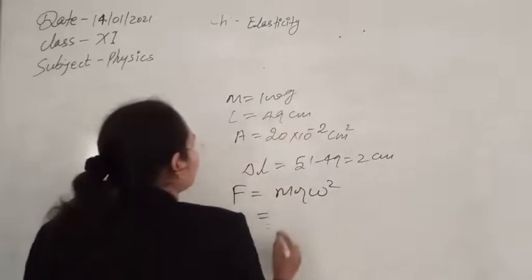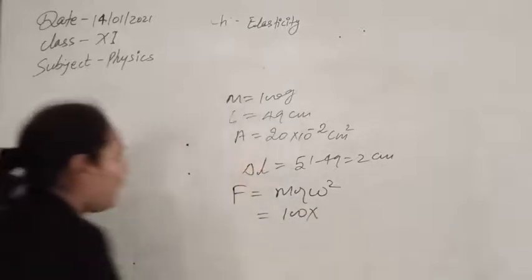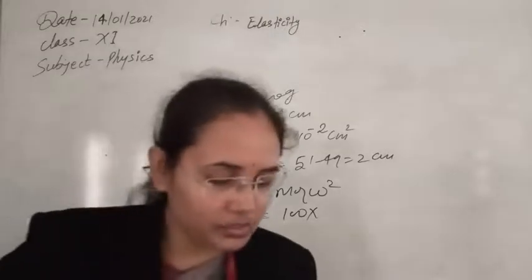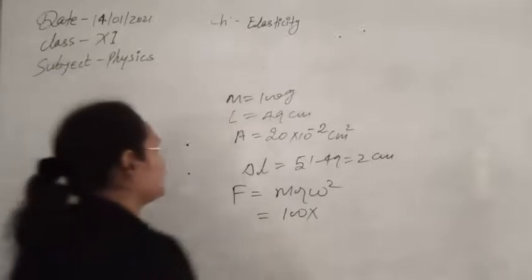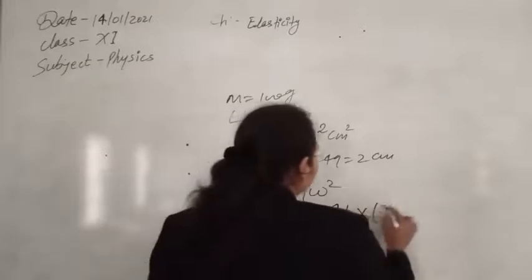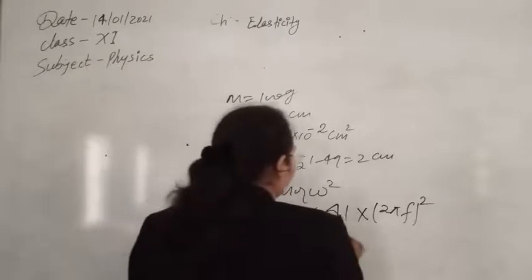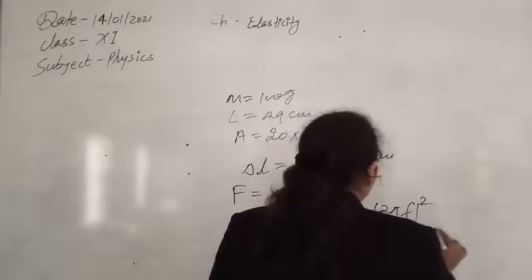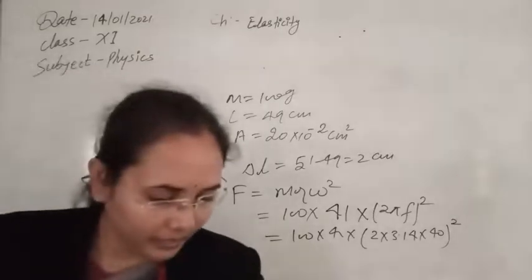Now m has value 100 gram. R is already given, that is 51 centimeter exactly, on which radius it is moving. Next, omega can be calculated as 2 pi times frequency, whole square. So it means 100 into 51 into 2 into pi, that is 3.14, into 40, whole square. You can write this down and solve to find the value of F.